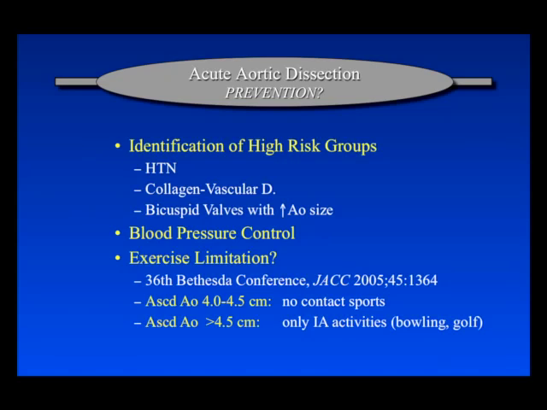How do we prevent aortic dissections? Number one, by identifying high-risk groups. Hypertension is the most common culprit, along with collagen vascular diseases and bicuspid valves with increased aortic size. We need to have good blood pressure control and potentially some exercise limitation if the ascending aorta is greater than 4 to 4.5 centimeters.